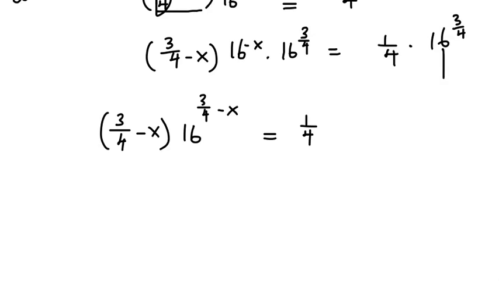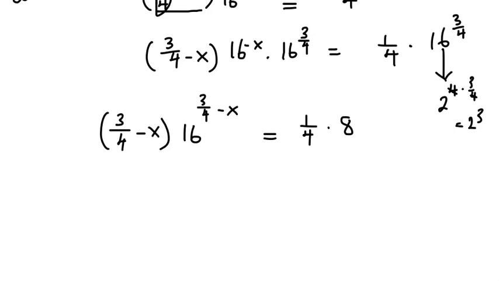Now we can simplify this, right? So we know that 16 is 2 to the power of 4, so we get 2 to the power of 4 multiplied by 3 over 4, right? So 4 cancel 4, so this will give us 2 to the power of 3, which is 8. So we're multiplying by 8.